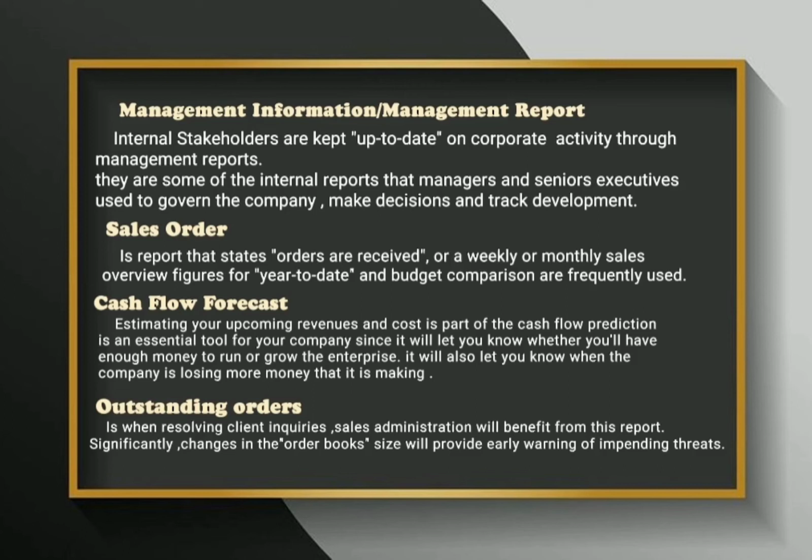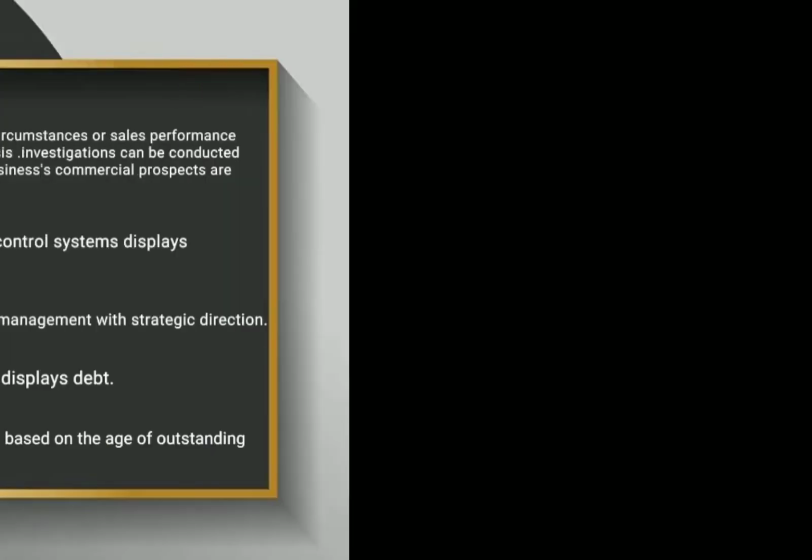Outstanding orders. When resolving clients' inquiries, sales administration will benefit from this report. More significantly, changes in order book size will provide early warning of impending threats. An increase in orders suggests a factory overload and swiftly appearing delayed deliveries, whereas a fall in orders predicts a decrease in cash revenues over the course of several months.